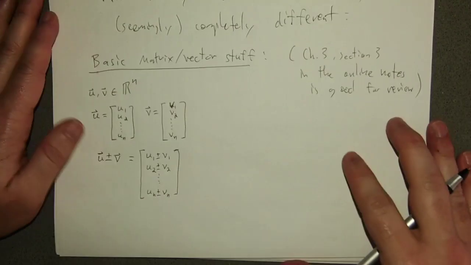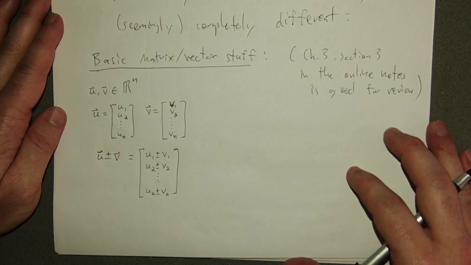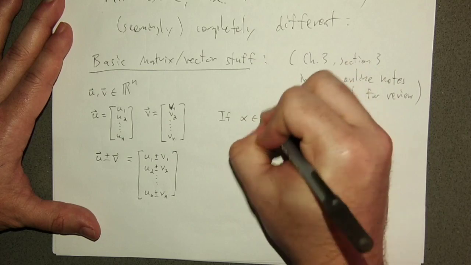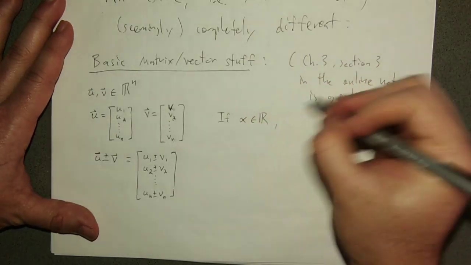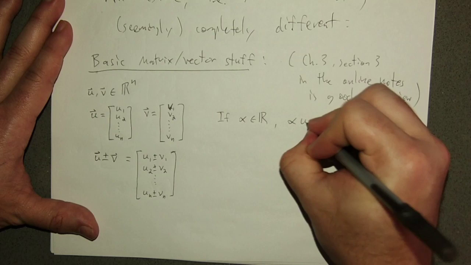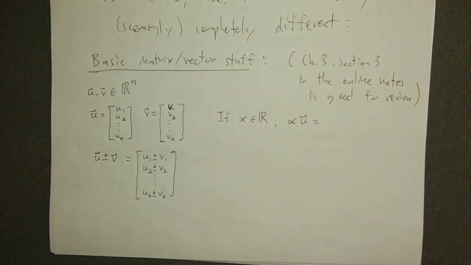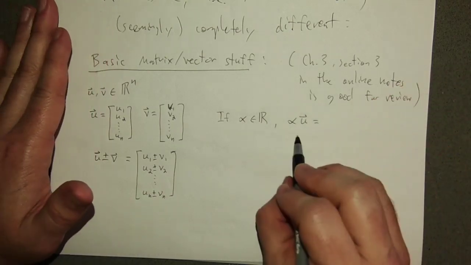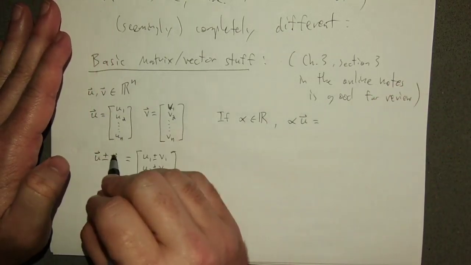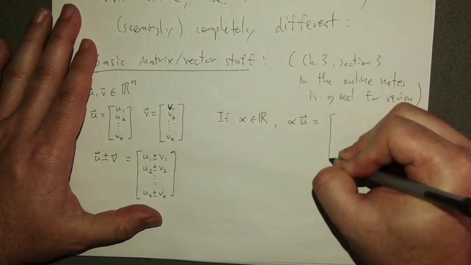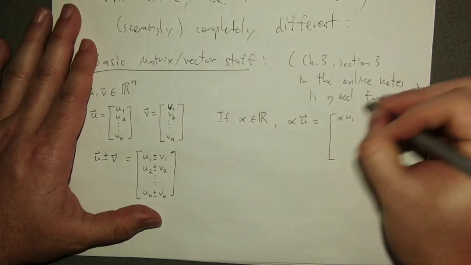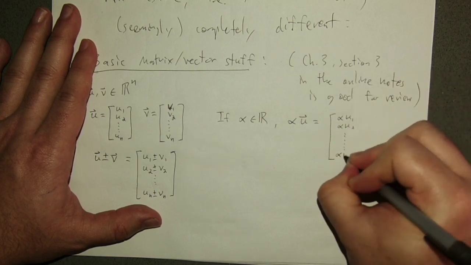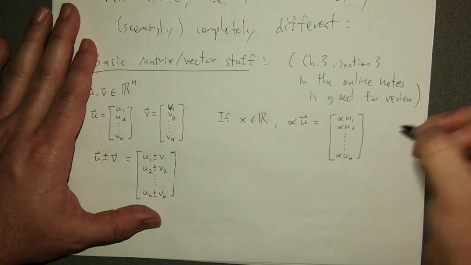How to multiply a vector by a scalar. So if alpha is some scalar, that is some real number, then how do I talk about alpha times the vector u? Alpha times the vector u is just the vector I get where I multiply every single entry of u by alpha. So this is alpha u sub 1, alpha u sub 2, and so on, all the way down to alpha u sub n.